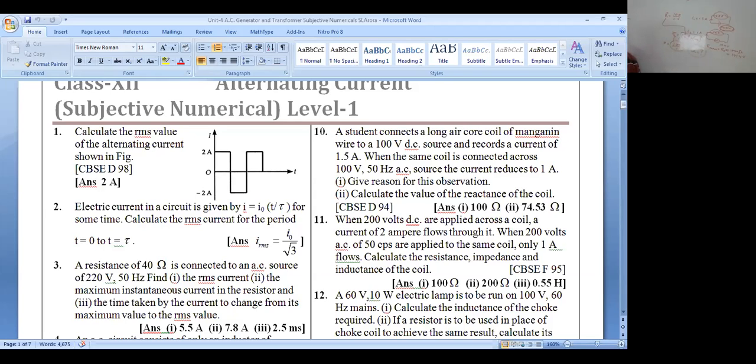See the question solution here. Question 10. Resistance is V upon I, that comes at 66.7, and impedance Z is equal to what? This is 100 by 1, so 100, and putting this in the formula for XL you can find it out easily.